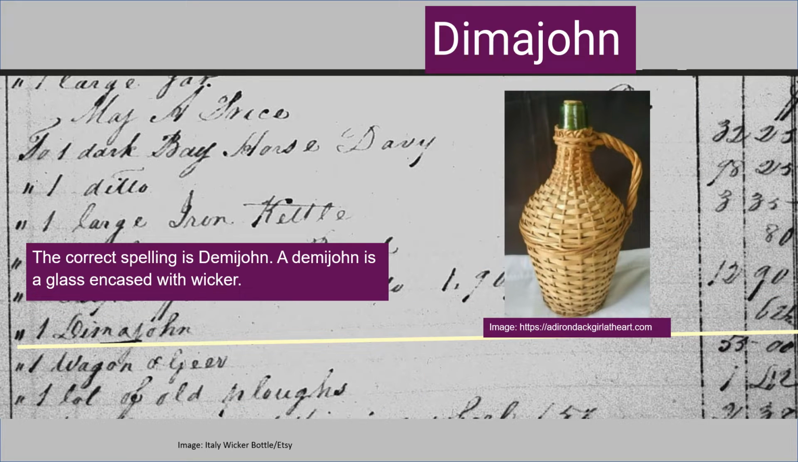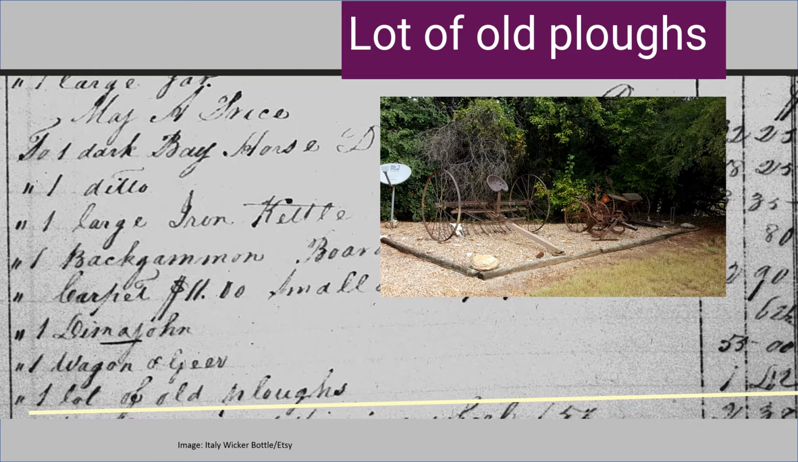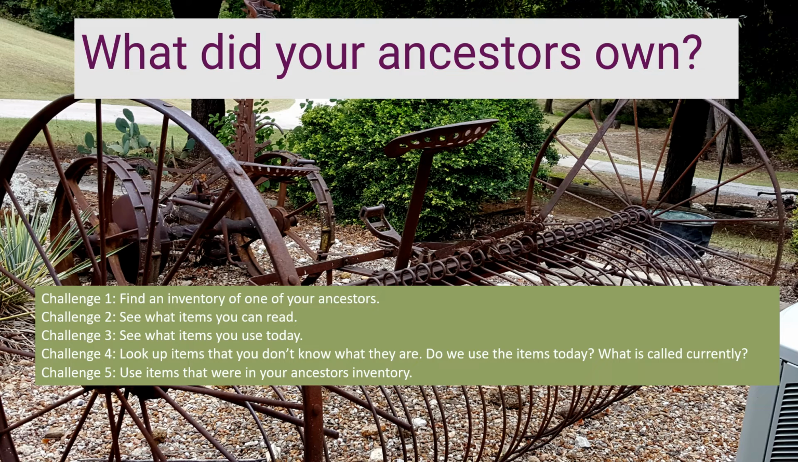Demijohn. This one took me a little while to figure out. I couldn't figure out if it said D-I-S-N-A, or D-I-N-N-A, but it's actually D-E-M-I-J-O-H-N, and a demijohn is a glass encased in wicker. A wagon and gear. A lot of old plows. Now, I'm assuming a lot is like a group of plows, not meaning a lot, many plows, but a lot of old plows. What did your ancestors own?